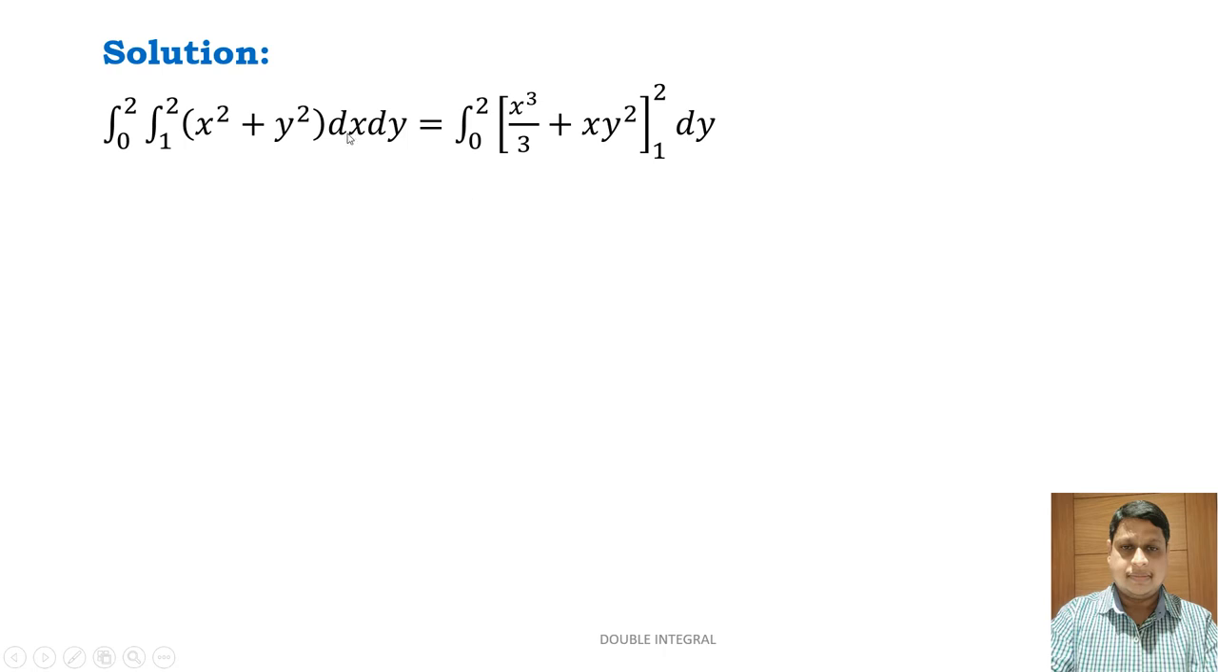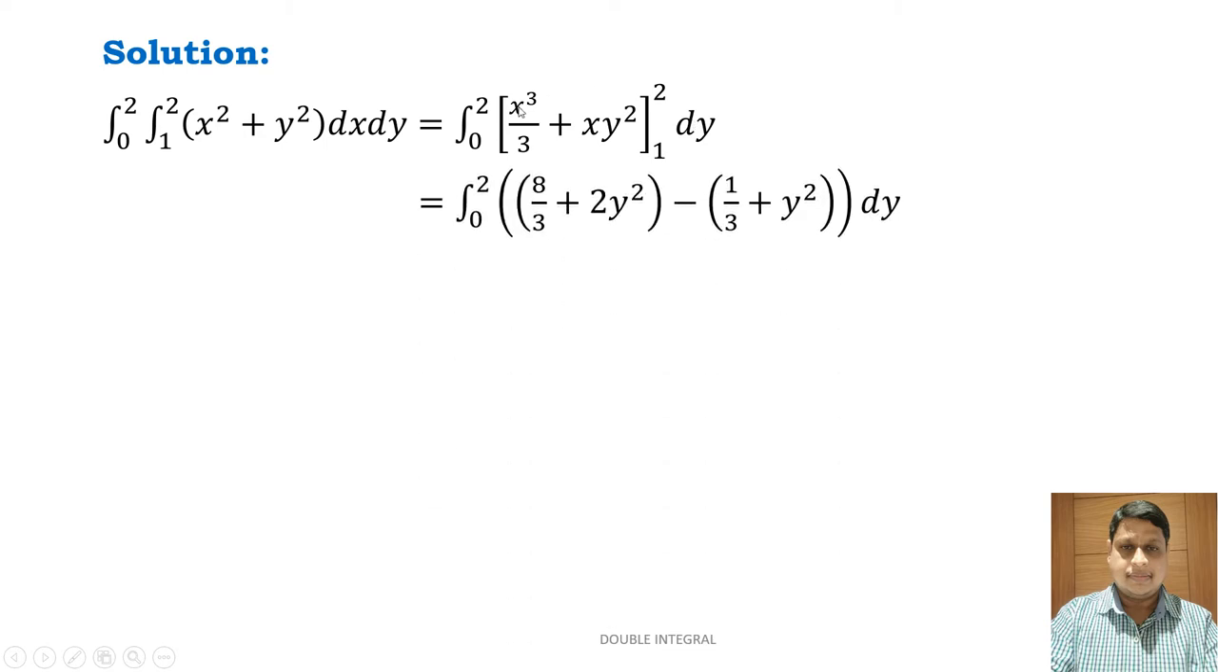we are integrating with respect to x. Therefore, x square integrates to x cube by 3 plus y square, constant, into x, with limits from 1 to 2, dy. Replace x by the upper limit: integration from 0 to 2, 2 cube is 8 by 3 plus 2 into y square, minus replace x by the lower limit, that is x equals 1, 1 by 3 plus 1 into y square, dy.